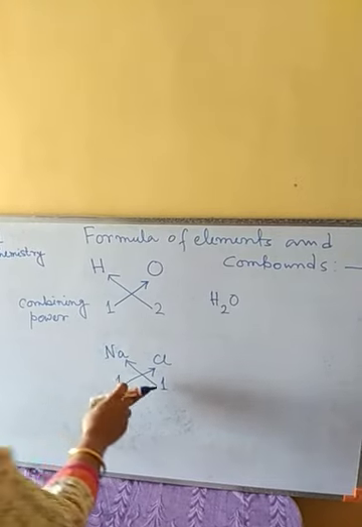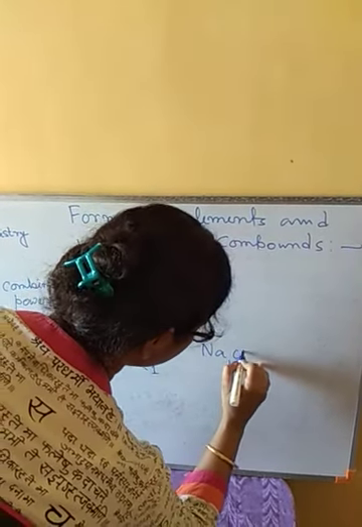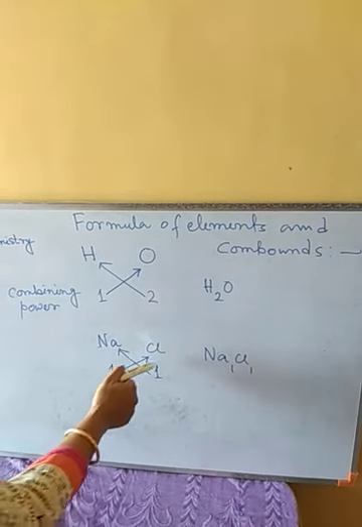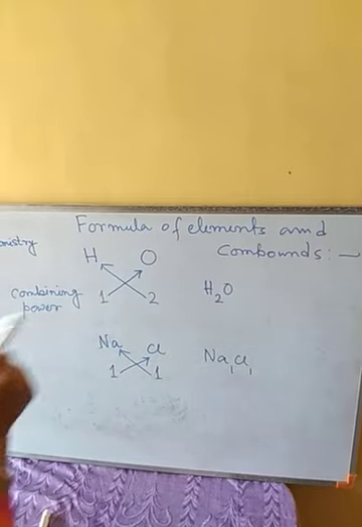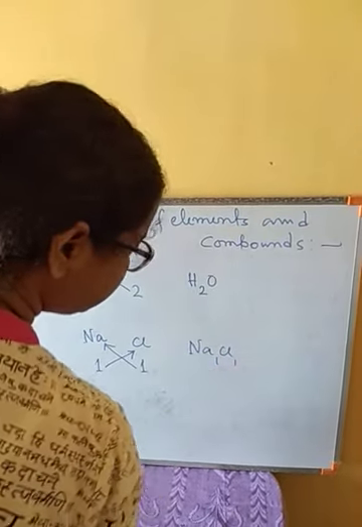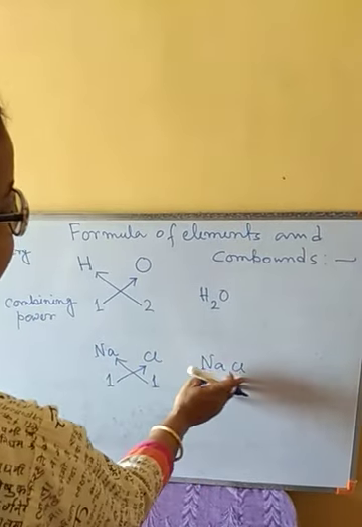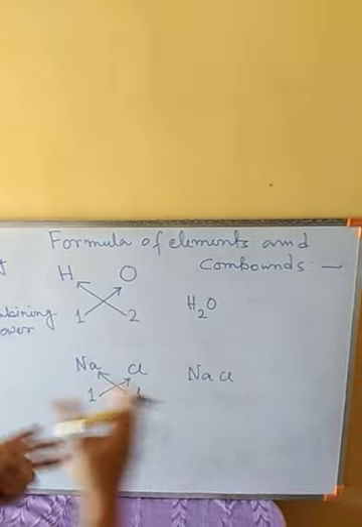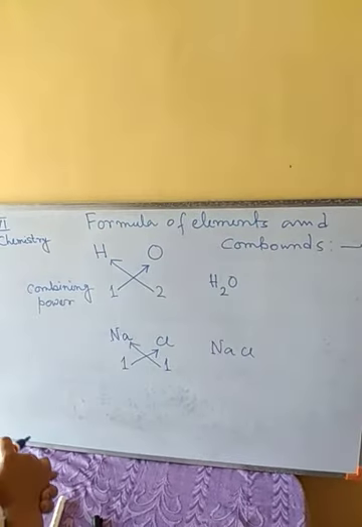So as both are 1 and 1, how will we write? Sodium 1, chlorine 1. That means at a time one chlorine can combine with one sodium, as both have the same combining powers. So this is NaCl. As 1 is there on both sides, we will not write anything, simply we will write NaCl. So this is the formula of sodium chloride or common salt.